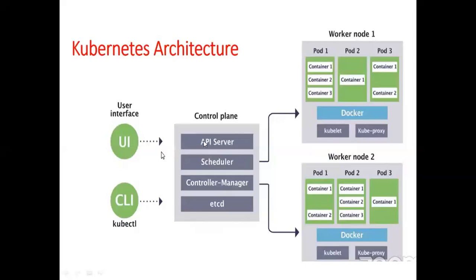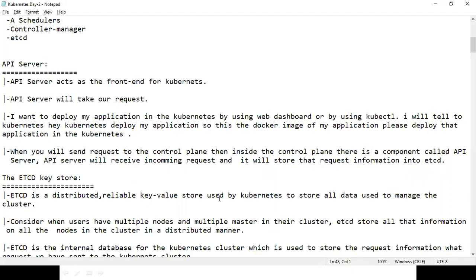So it means each incoming request information will also be stored in etcd. So what is etcd? Etcd is a Kubernetes cluster database, we can say. Etcd is just like a database. So it is a Kubernetes cluster database.